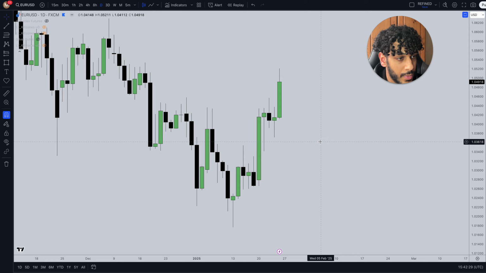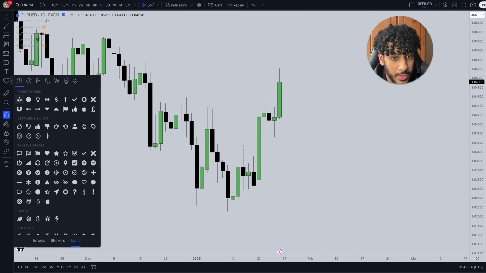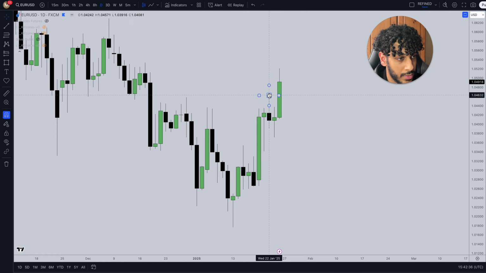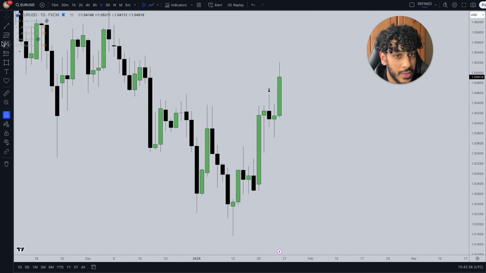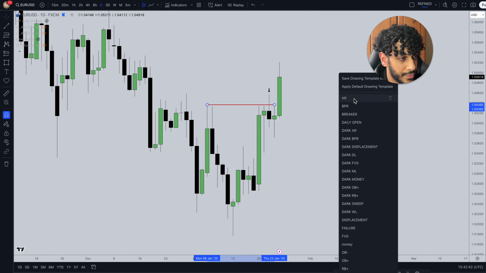So, simply put, this is Wednesday. Okay, prior to Wednesday, we had these really clean equal highs.